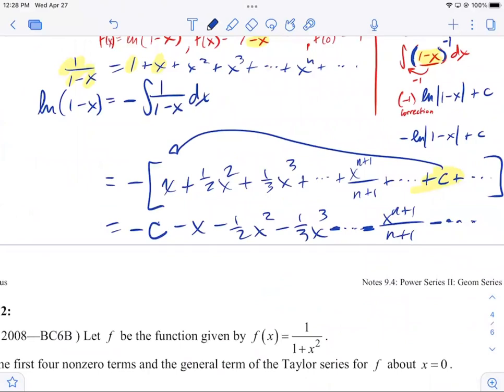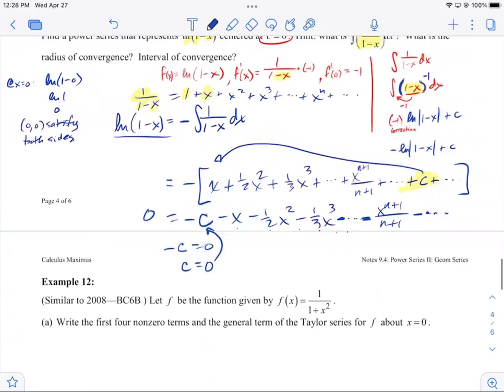I plug it into the left side, which is the natural log of 1 minus x. I get 0. And I plug in a 0 for x. What's going to happen with every single one of those terms? They're going to go away. And I get negative C equals 0, which means C equals 0. And I plug it in right there.